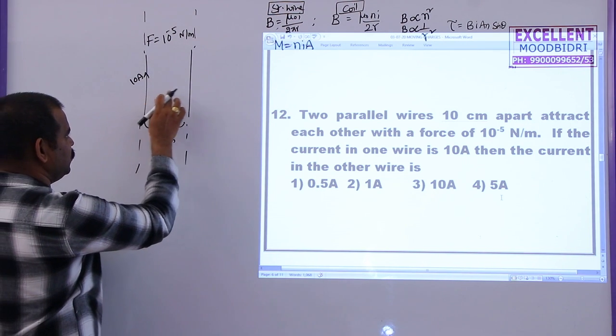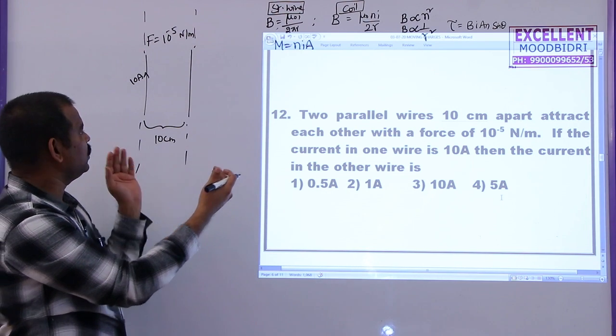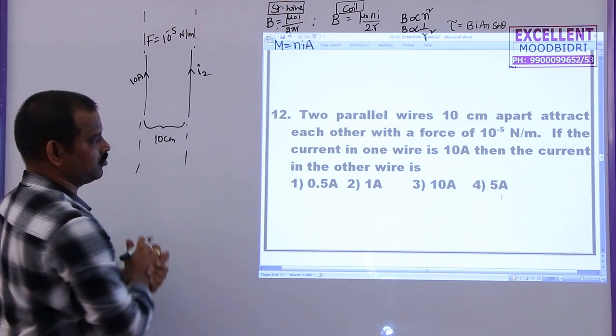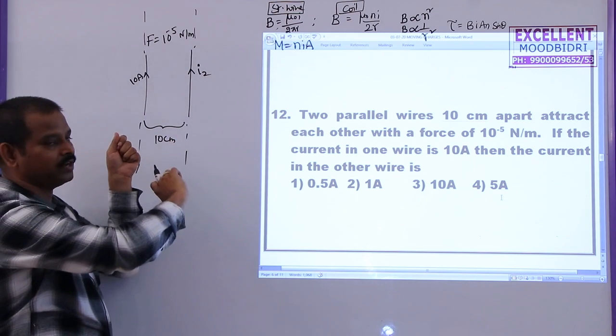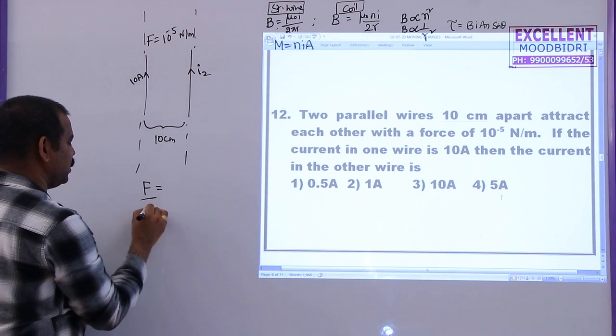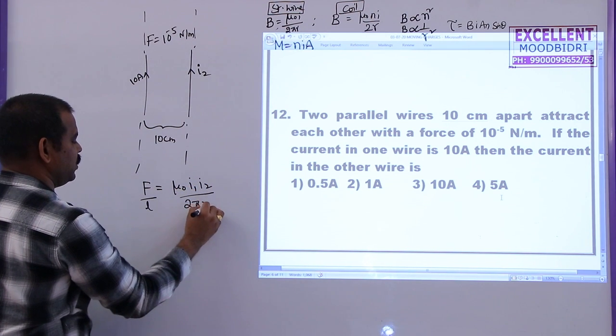Here, if these two are attracting, the fields due to these two must be in opposite direction. That means current in this direction, I2, is acting in the same direction. If current is flowing in the same direction, they attract. If they are acting in opposite directions, they repel each other. So here, the force per unit length is equal to mu naught I1 I2 by 2 pi r.